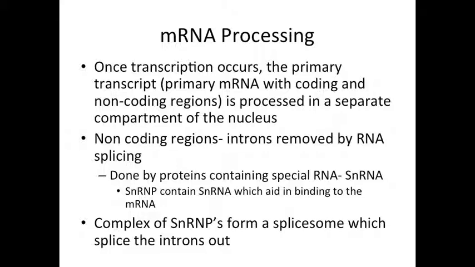During this process, the primary transcript, which is pre-mRNA, the product of transcription, is spliced and processed in a separate compartment of the nucleus. The non-coding regions of the primary mRNA, the introns, are removed by RNA splicing. RNA splicing is done by proteins containing special RNA, for example snRNA, or snRNPs, which contain snRNA and aid in the binding to mRNA. The complex of snRNPs forms a spliceosome, which splices the introns out.